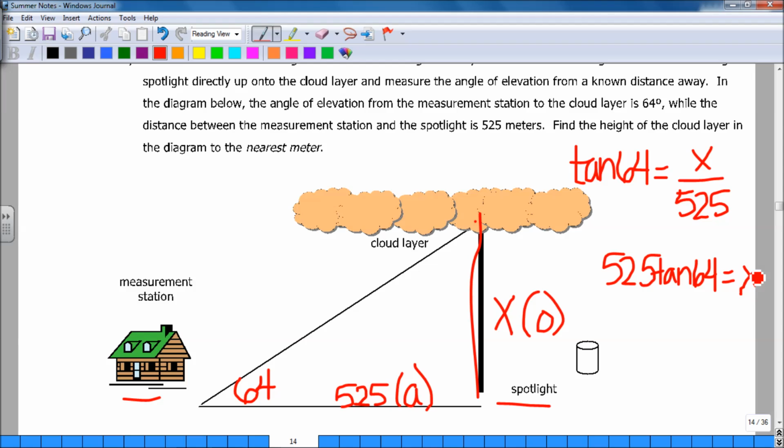Type this into your calculator exactly how you see it. You end up getting x is approximately equal to, rounded to the nearest meter. I need to type this into my calculator. 525 times the tangent of 64. And you end up getting approximately 1,076 meters.